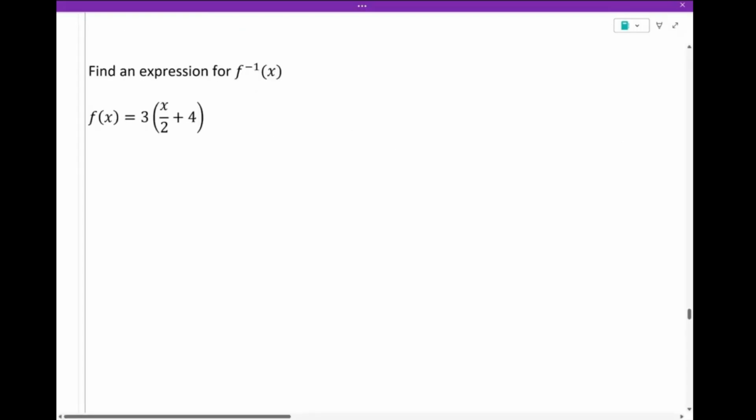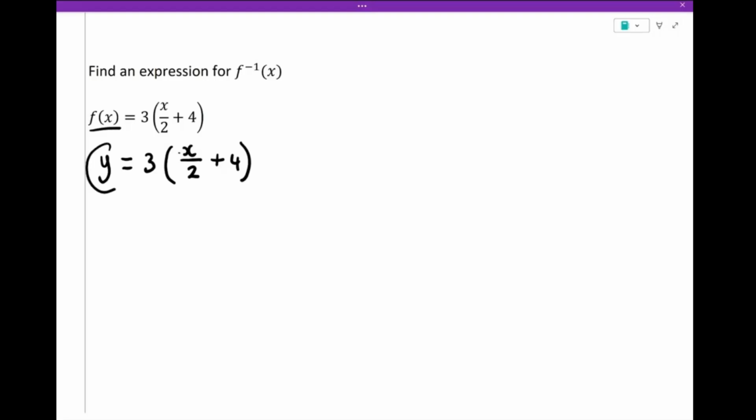So we've got another question here. We're finding the inverse function of f of x. So what I'm going to start by doing is replacing the f of x with a y. So we've got y is equal to 3 lots of x over 2 plus 4. Then our next step is to swap our x's and y's around because in our inverse function, the inputs and outputs have swapped.